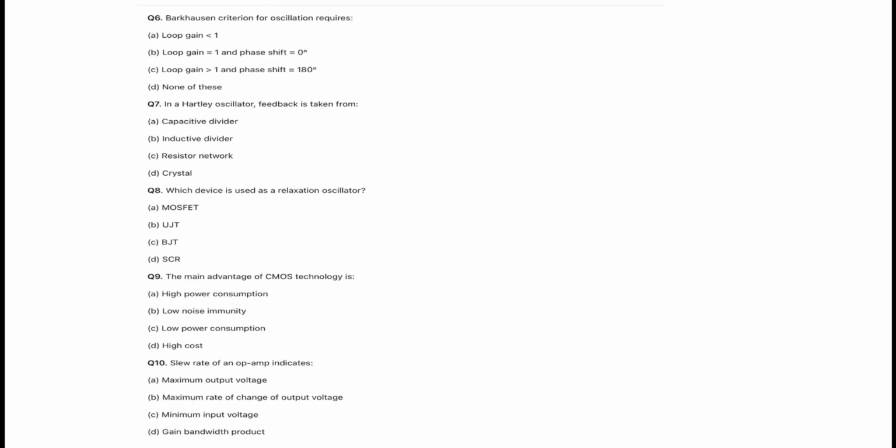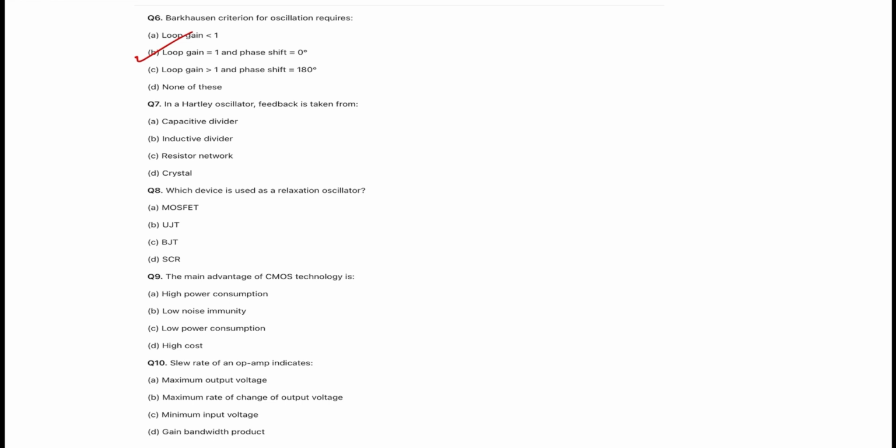The Barkhausen criterion for oscillation requires option A, loop gain less than 1, option B, loop gain equal to 1 and phase shift equal to 0 degree, option C, loop gain greater than 1 and phase shift is equal to 180 degree, option D, none of this. We know that the Barkhausen criterion is loop gain equal to 1 and phase shift equal to 0.